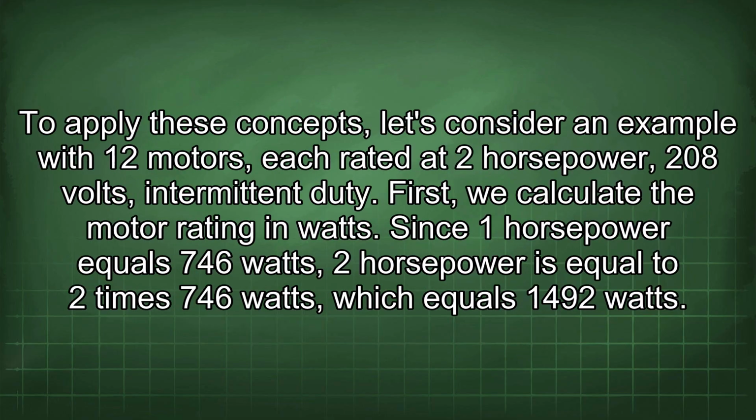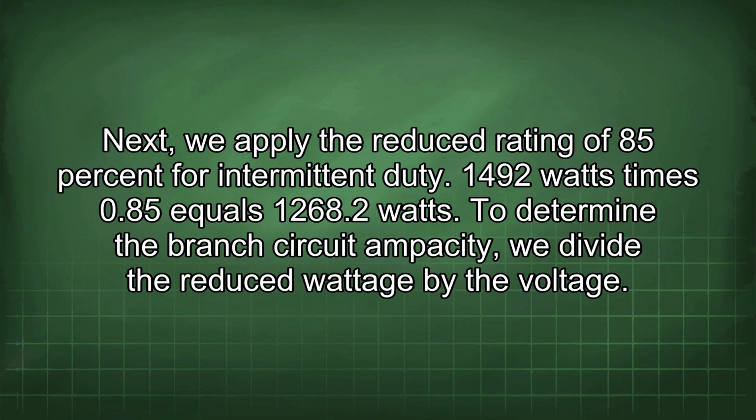To apply these concepts, let's consider an example with 12 motors, each rated at 2 horsepower, 208 volts, intermittent duty. First, we calculate the motor rating in watts. Since 1 horsepower equals 746 watts, 2 horsepower is equal to 2 times 746 watts, which equals 1492 watts. Next, we apply the reduced rating of 85% for intermittent duty. 1492 watts times 0.85 equals 1268.2 watts.